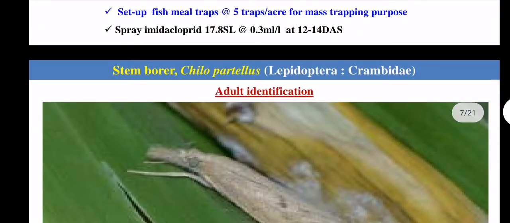The second important pest of sorghum is the stem borer. Stem borer is a very common and very major pest of this crop.